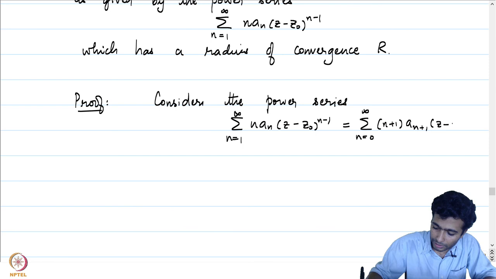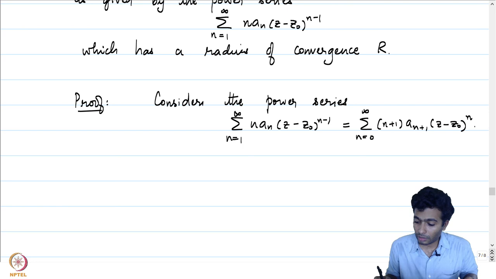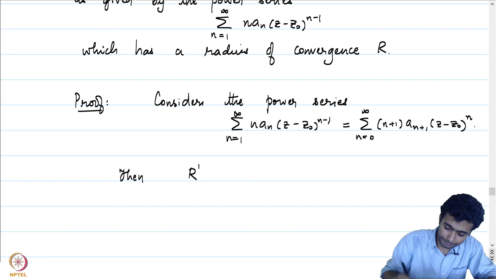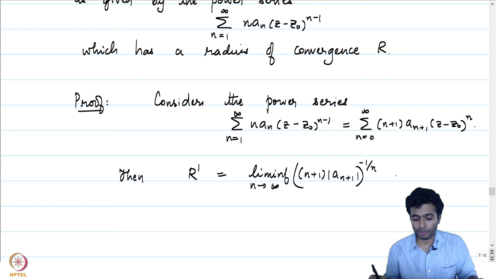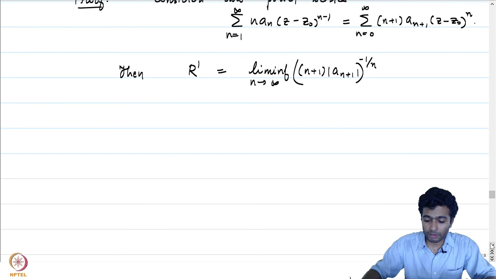So what is the radius of convergence of this? Then R prime, which is the lim inf as n goes to infinity of mod of (n plus 1) a_(n plus 1) to the power minus 1 by n, is precisely the radius of convergence of the power series written here. Our goal is to show that R is equal to R prime.